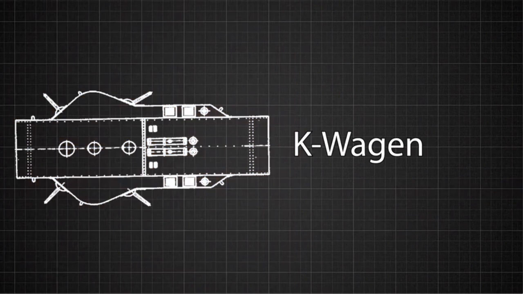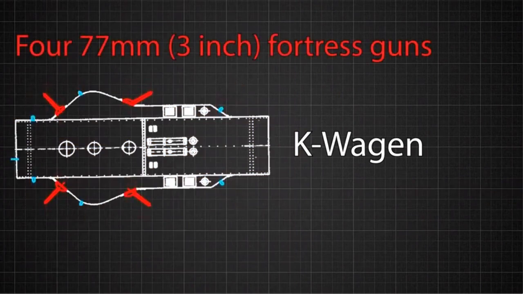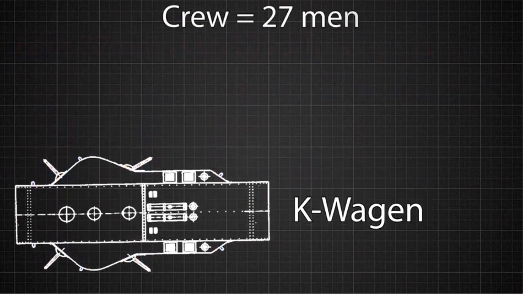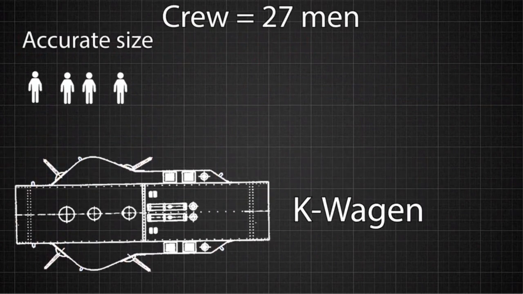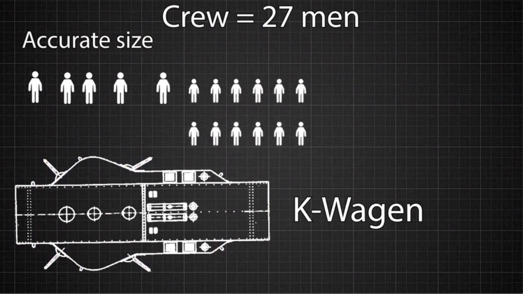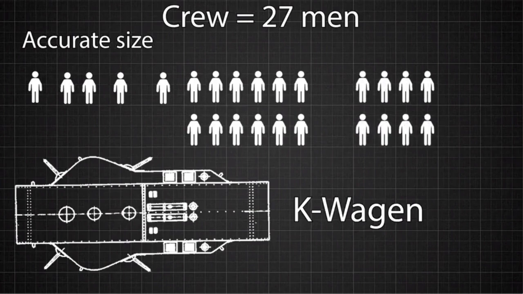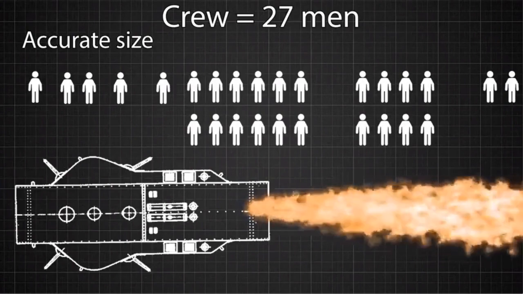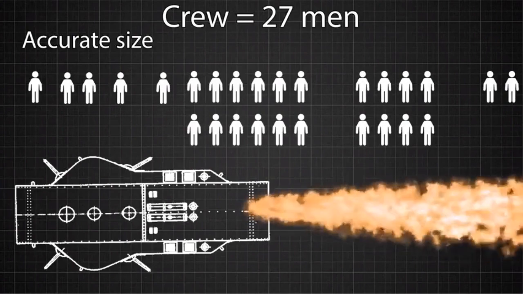It came equipped with not 1, but 4 different 77mm Fortress guns and 7 MG08 machine guns. It was intended to have a crew of 27 men: 1 commander, 2 drivers, 1 signaler, 1 artillery officer, 12 artillery men, 8 machine gunners, and 2 mechanics. The addition of flamethrowers to the tank's already fearsome arsenal was also considered, but was never realized.